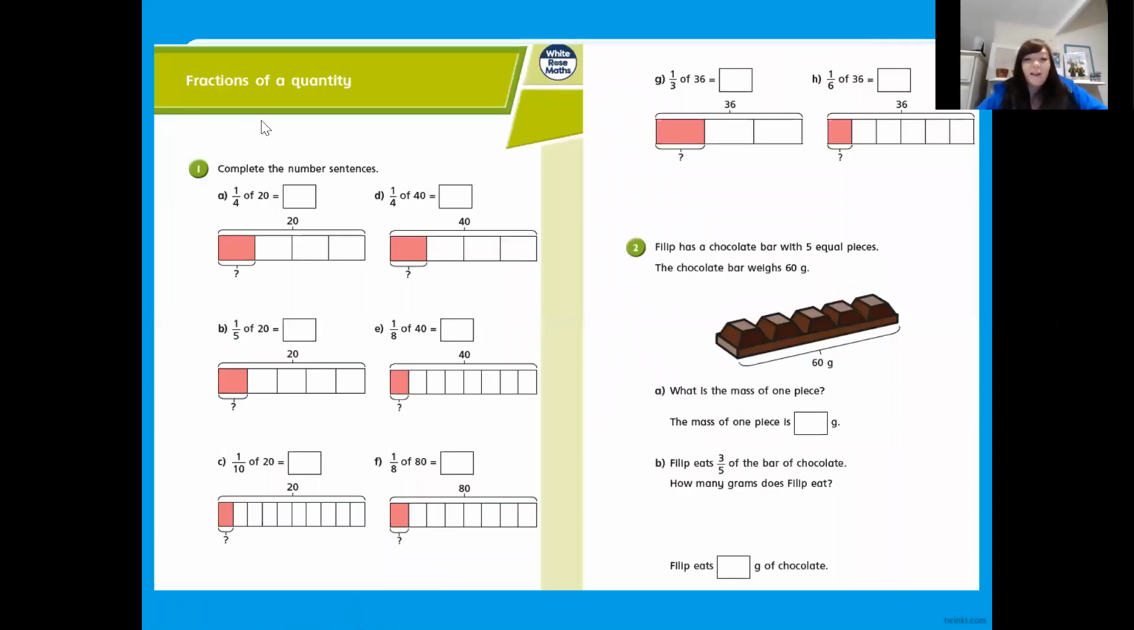Okay, here are some more questions. These are also on the sheets in your planning. So if you have those, you can stop the video now and go and do those on your sheets. If not, you can pause the video and have a go on the screen now.